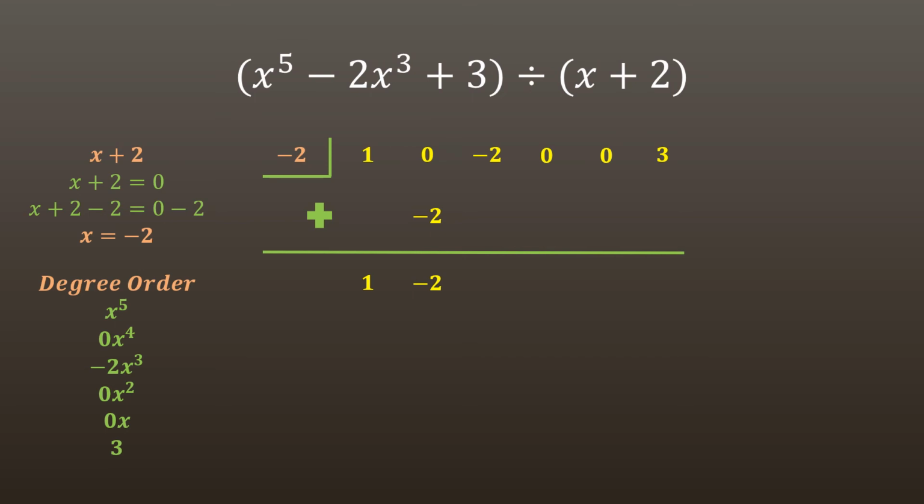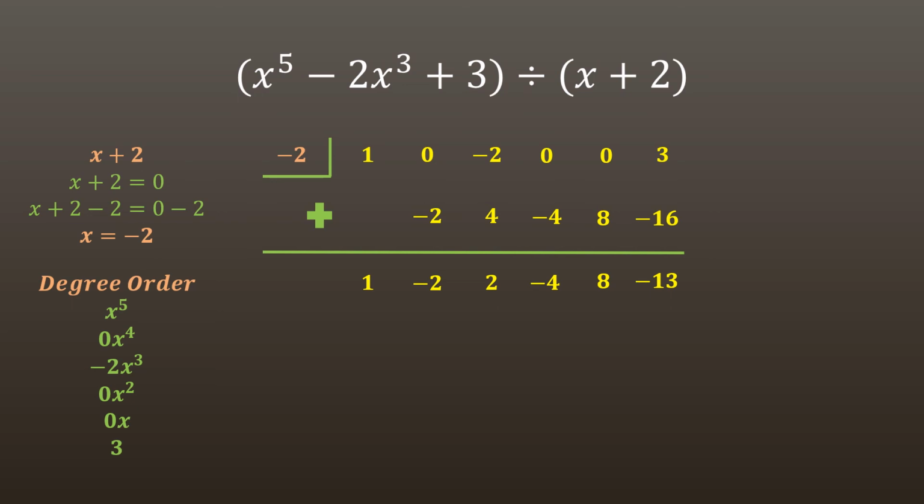Multiply negative 2 by negative 2. The product is 4. Negative 2 plus 4, the answer is 2. 2 times negative 2, the answer is negative 4. So 0 minus 4, that's negative 4. Negative 4 times negative 2, that would be 8. 0 plus 8, that would be 8. 8 times negative 2, that would be negative 16. So 3 minus 16, that's negative 13.